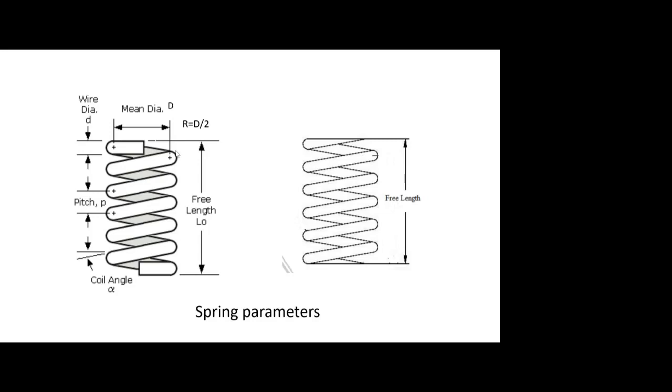So that is called a small p. It is the representation for pitch. Then alpha is called the angle of helix. Then free length L0, see here. The total length of the spring compression, if we are using, that total length is marked here.